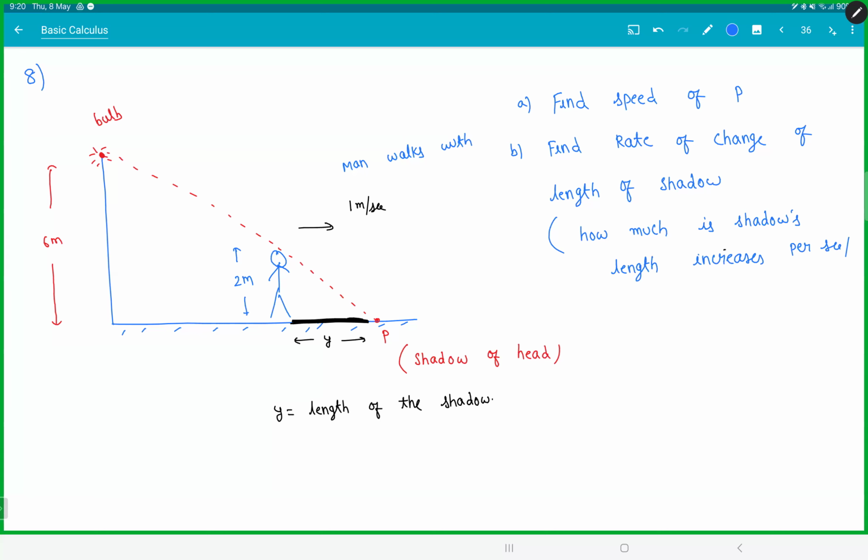I hope the scenario is clear, everyone. We have a 6 meter height where there is a bulb and the man is walking on a road. This distance is not given. We know his height is 2 meters. He's going with 1 meter per second. Point P is the head ka shadow, the edge. Y is the length of the shadow. So what is the speed of the point P and at what rate is that Y increasing? Every second Y ka length kitna बढ़ रहा है?